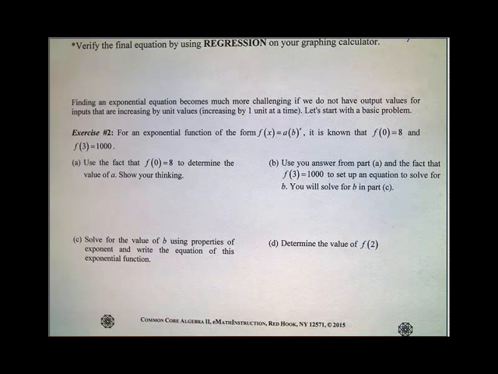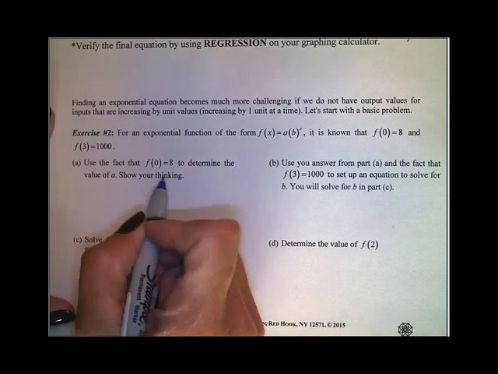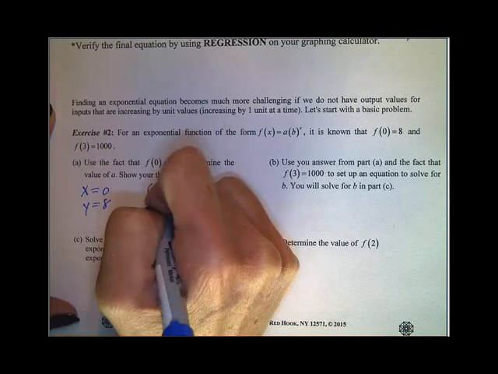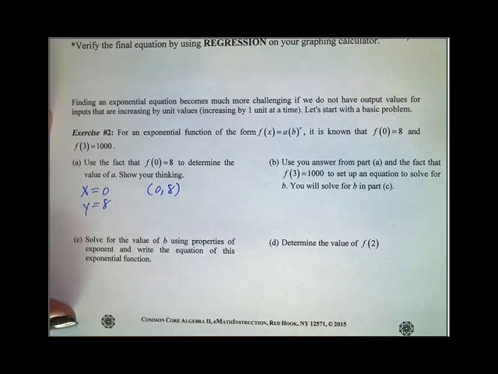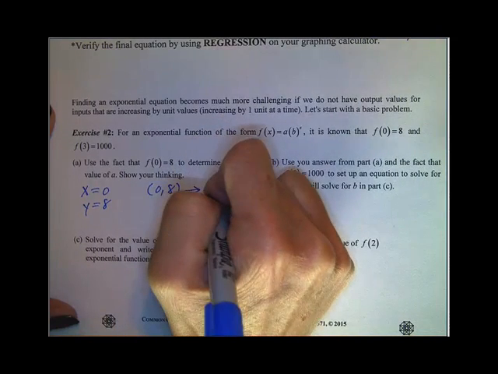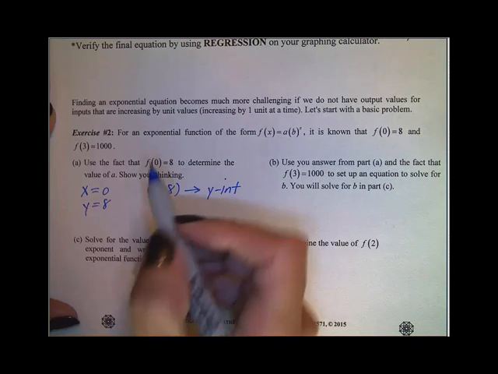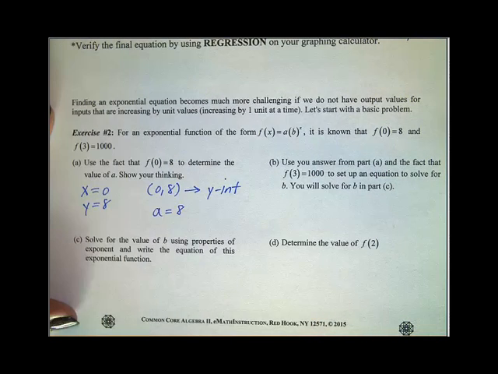For an exponential function of the form f of x equals a times b to the x, it is known that f of 0 equals 8 and f of 3 equals 1,000. Use the fact that f of 0 equals 8 to determine the value of a. Now we already know if f of 0 equals 8, x equals 0 and y equals 8. So we know we have the ordered pair (0, 8). That is the y-intercept. And we know the value of a is the y value of the y-intercept. So we know a equals 8.